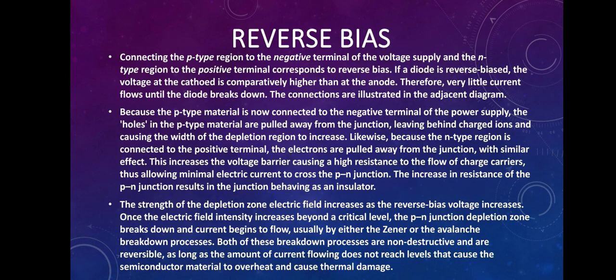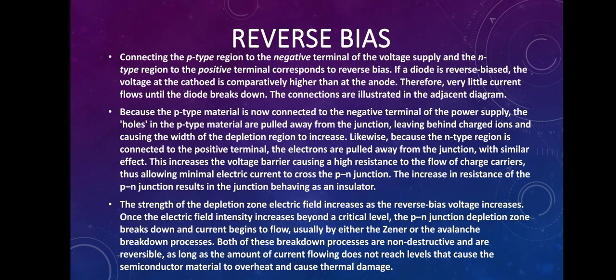Reverse bias. Connecting the p-type region to the negative terminal of the voltage supply and the n-type region to the positive terminal corresponds to reverse bias. If a diode is reverse biased, the voltage at the cathode is comparatively higher than at the anode. Therefore, very little current flows until the diode breaks down. The connections are illustrated in the adjacent diagram.